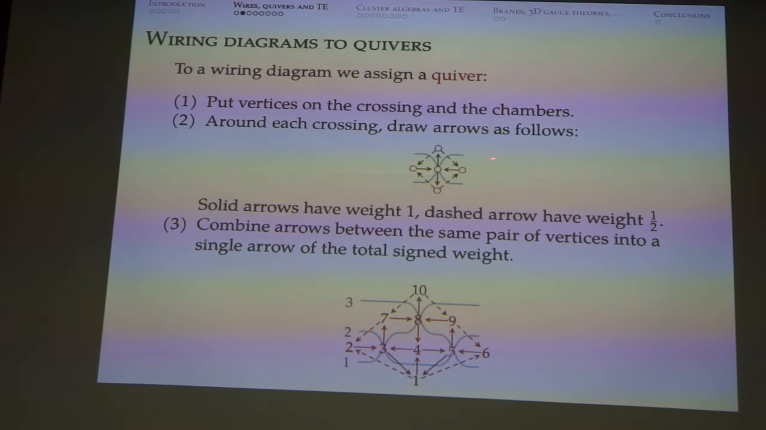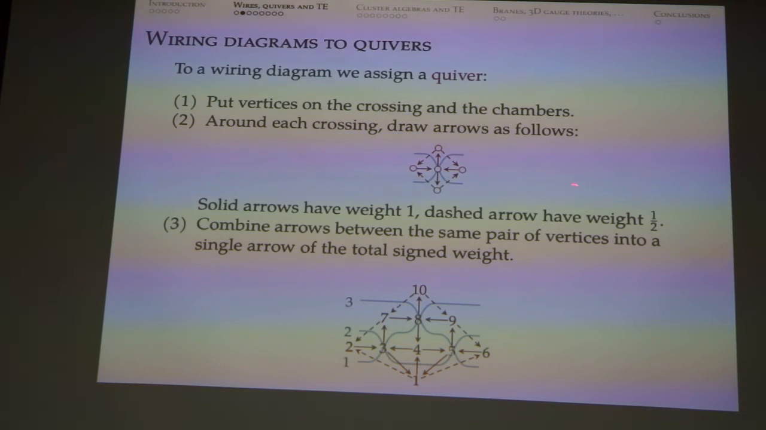So these blue curves are wires, and they cross here. At the crossing, I place a vertex, and I also place vertices on these white regions, which I call chambers. So I have 1, 2, 3, 4, 5 vertices in this neighborhood of a crossing of two wires. And then around each crossing, I have vertices, and I connect them by arrows. I now use 2 kinds of arrows, solid arrows, ordinary arrows, and dashed arrows. Solid arrows I give weight 1. Dashed arrows I give weight 1/2.